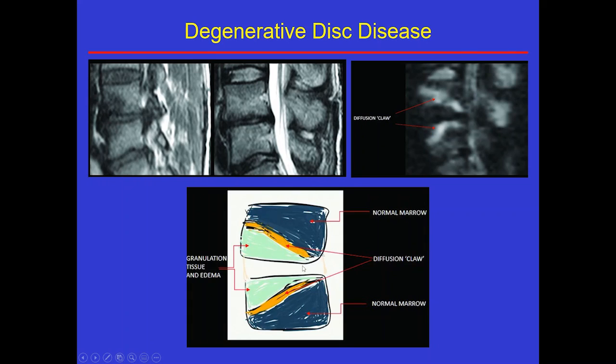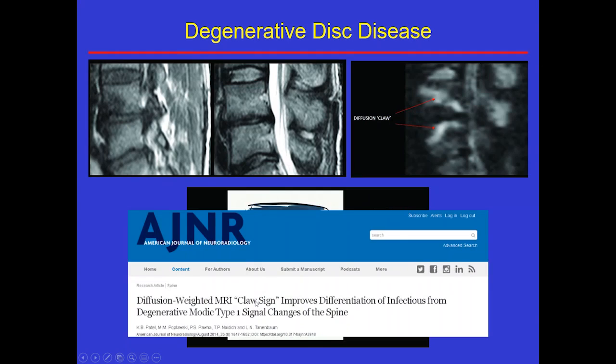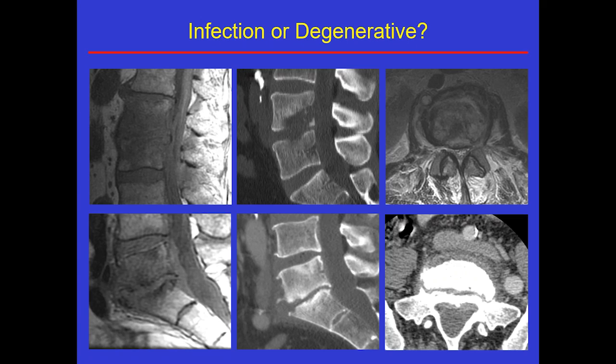Here's the schematic from the AJNR article, and again, you can see that granulation tissue and edema in the end plate, and then there's that diffusion claw sign. This is the reference from where these images were pulled. I would recommend that everybody take a look at this article. This was from 2014, and they found that the diffusion-weighted MR claw signal really helped identify Modic type 1 signal changes rather than infection. So let's sum that up here.